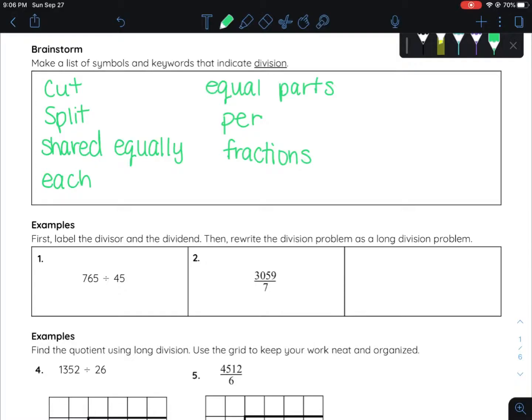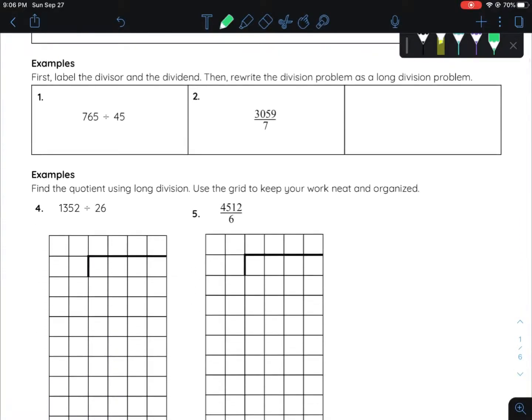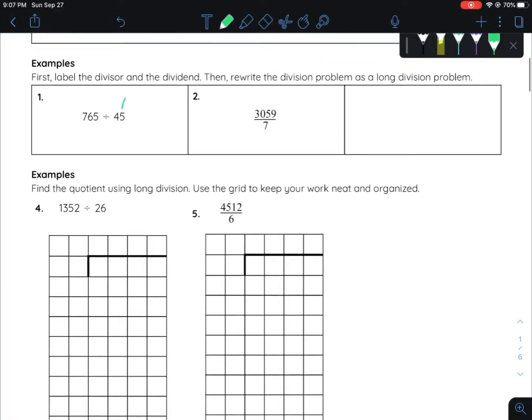All right, so you'll notice here actually that in some of these problems, our division is written differently. It's written as a fraction, okay? So first, label the divisor and the dividend. Then rewrite the division problem as a long division problem, okay? So the divisor is the thing that's doing the dividing, which means that this other number here is the dividend.